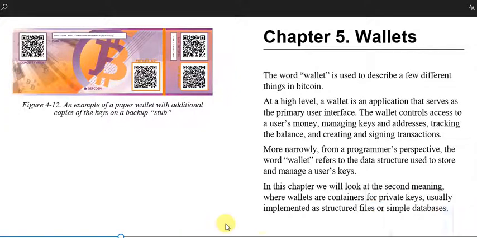Chapter 5: Wallets. The word wallet is used to describe a few different things in Bitcoin. At a high level, a wallet is an application that serves as the primary user interface. The wallet controls access to a user's money, managing keys and addresses, tracking the balance, and creating and signing transactions. More narrowly, from a programmer's perspective, the word wallet refers to the data structure used to store and manage a user's keys. In this chapter we will look at the second meaning, where wallets are containers for private keys, usually implemented as structured files or simple databases.